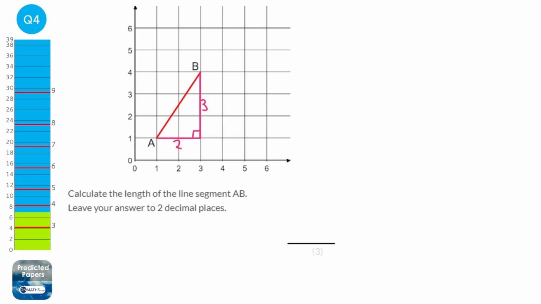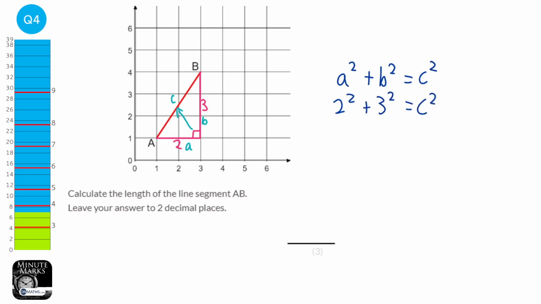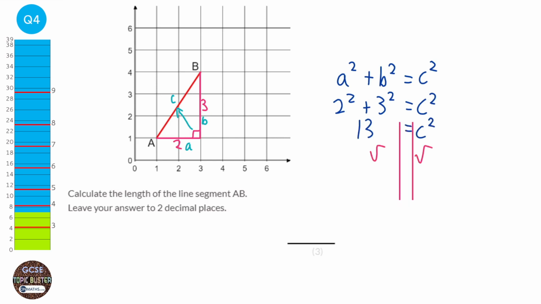And Pythagoras, we start by labelling the sides A, B and C must be the one that's opposite the right angle. And so we know Pythagoras is a squared plus b squared equals c squared. A is 2, b is 3, and 2 squared plus 3 squared is going to be 13. And then we're just going to solve that by square rooting both sides. So the square root of 13 is 3.605 and so on. And it asks for 2 decimal places, so it's going to be 3.61.